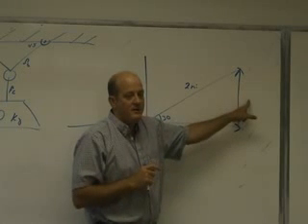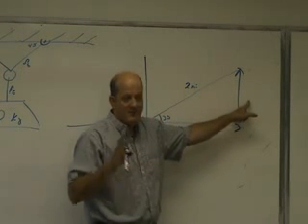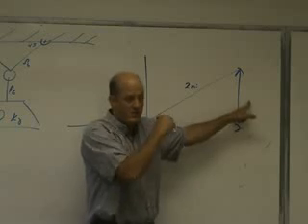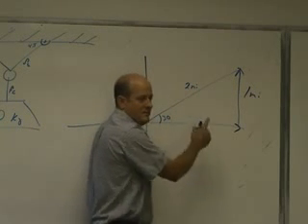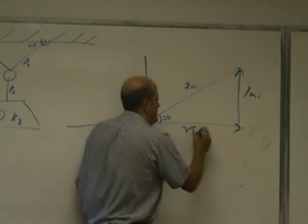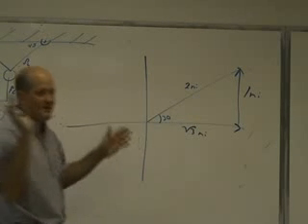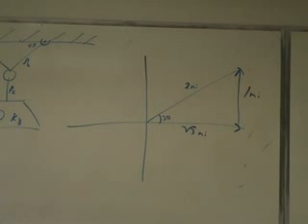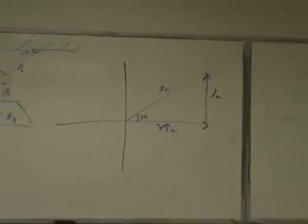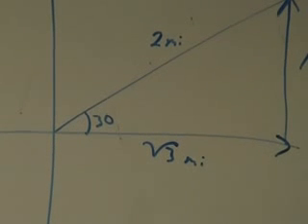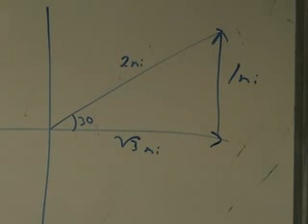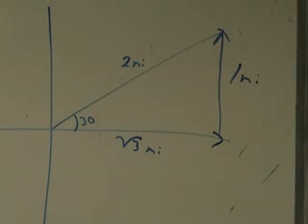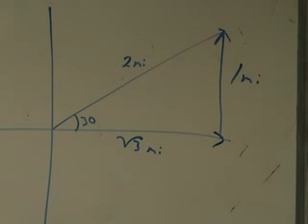So what's the length of this one here? 1 mile. That's that 30-60-90 shortcut. 1, 2, square root 3. What's this one? Square root 3 miles. Okay. So that 2 miles at 30 degrees north of east is the same as walking 1 mile north and square root 3 miles east.